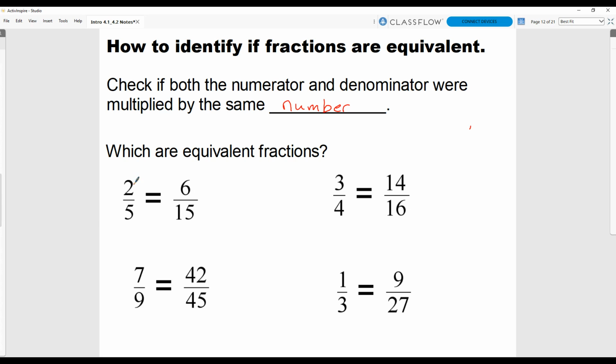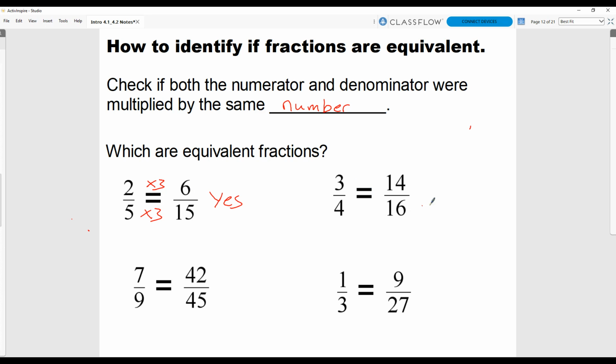You have to look at it and identify what number got multiplied to get this number over here. To go from 2 to 6, we multiply by 3. Check to see if this number also got multiplied by 3. To go from 5 to 15, yes, that also gets multiplied by 3. So we end up with 6/15. This one works out. Those are equivalent fractions because for 2/5, the numerator and denominator got multiplied by 3 to get 6/15.